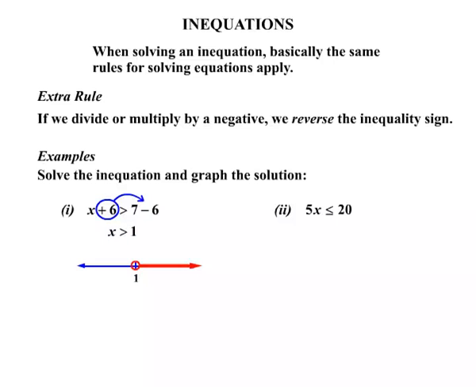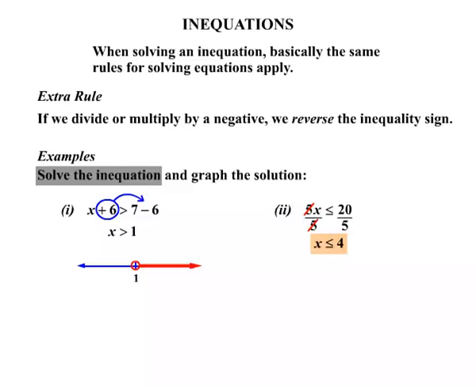Our second example, 5x less than or equal to 20. Firstly we'll solve the inequation. There's our x term at the moment. It's being multiplied by 5. So to get rid of that, we need to divide by 5. Make sure we do it to both sides. On the left-hand side, those 5s cancel each other out. So we've got the x by itself now, less than or equal to, and 20 divided by 5 is 4. So there we have it, x is less than or equal to 4.